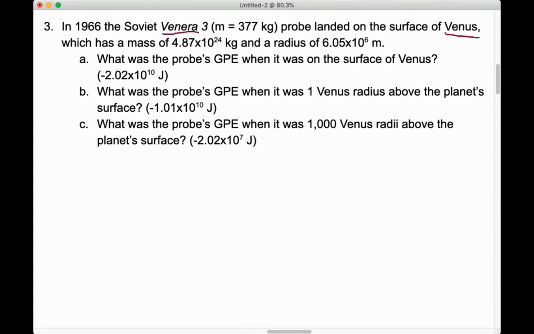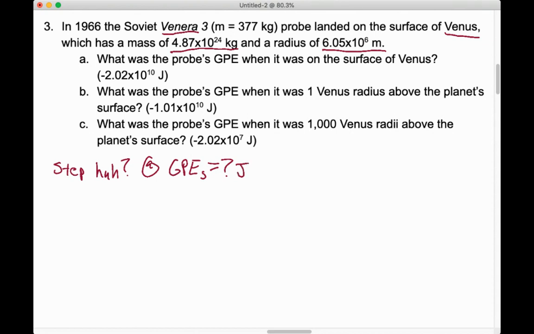So anyhow, the probe landed there. That's its mass. Here's the mass of Venus, and here's the radius of Venus. So what are we trying to figure out here? In part A, we want to know what's the probe's GPE when it's on the surface. So GPE surface is equal to question mark, and what units will this have? Well, it's GPE, and the E stands for energy, and the units of energy are joules.